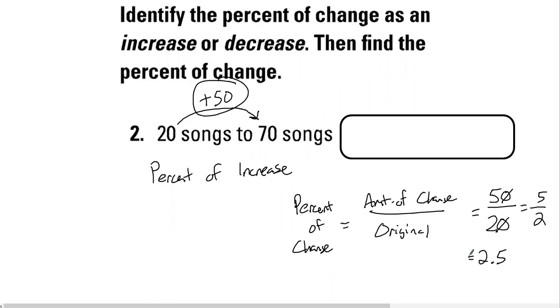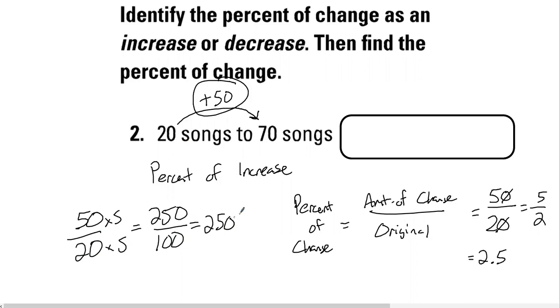Maybe the better way to look at this is as a proportion. I'm gaining 50 for every 20. If I look at that in terms of how many am I gaining for every 100, that's gaining 250 for every 100. And 250 out of every 100 is 250%. This is the decimal form. To get the percent form, always just move this 2 places to the right.